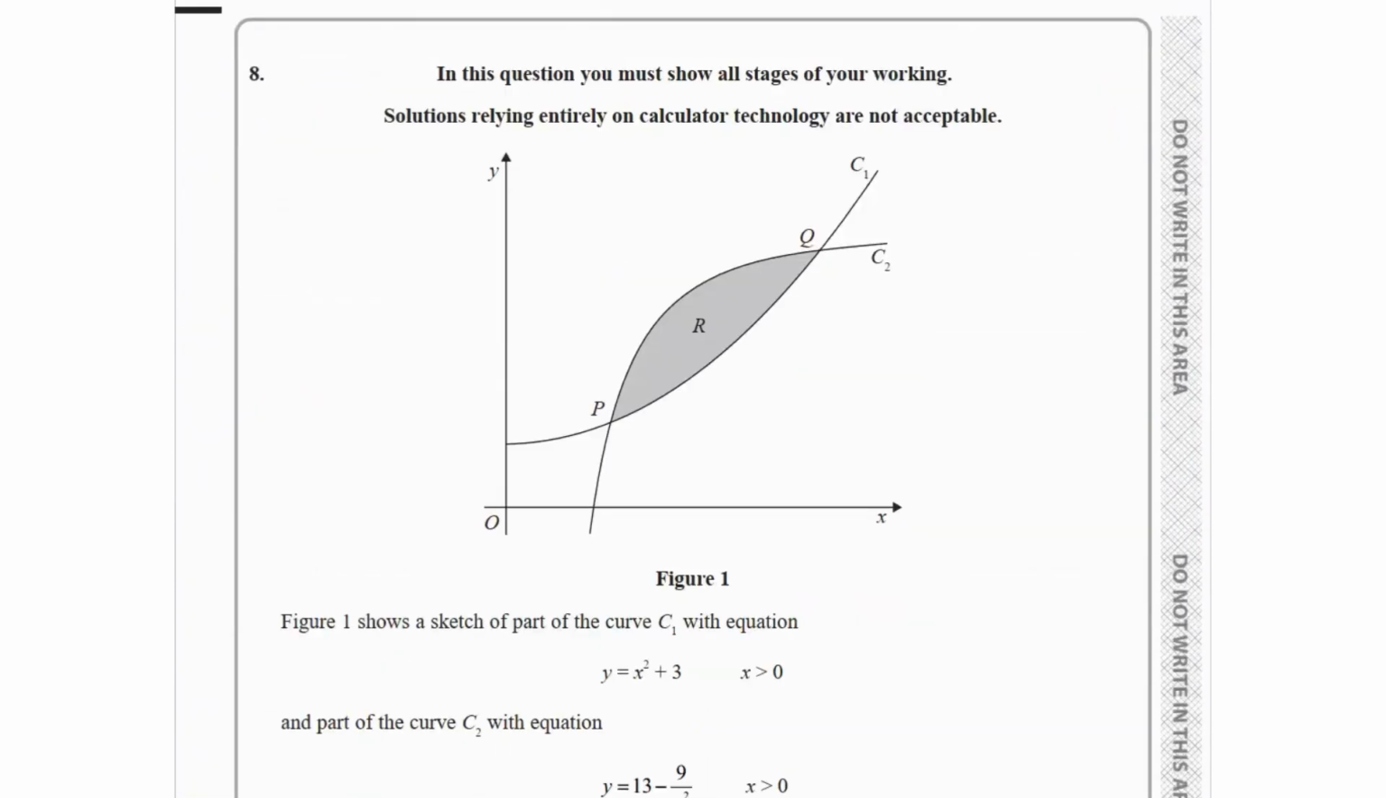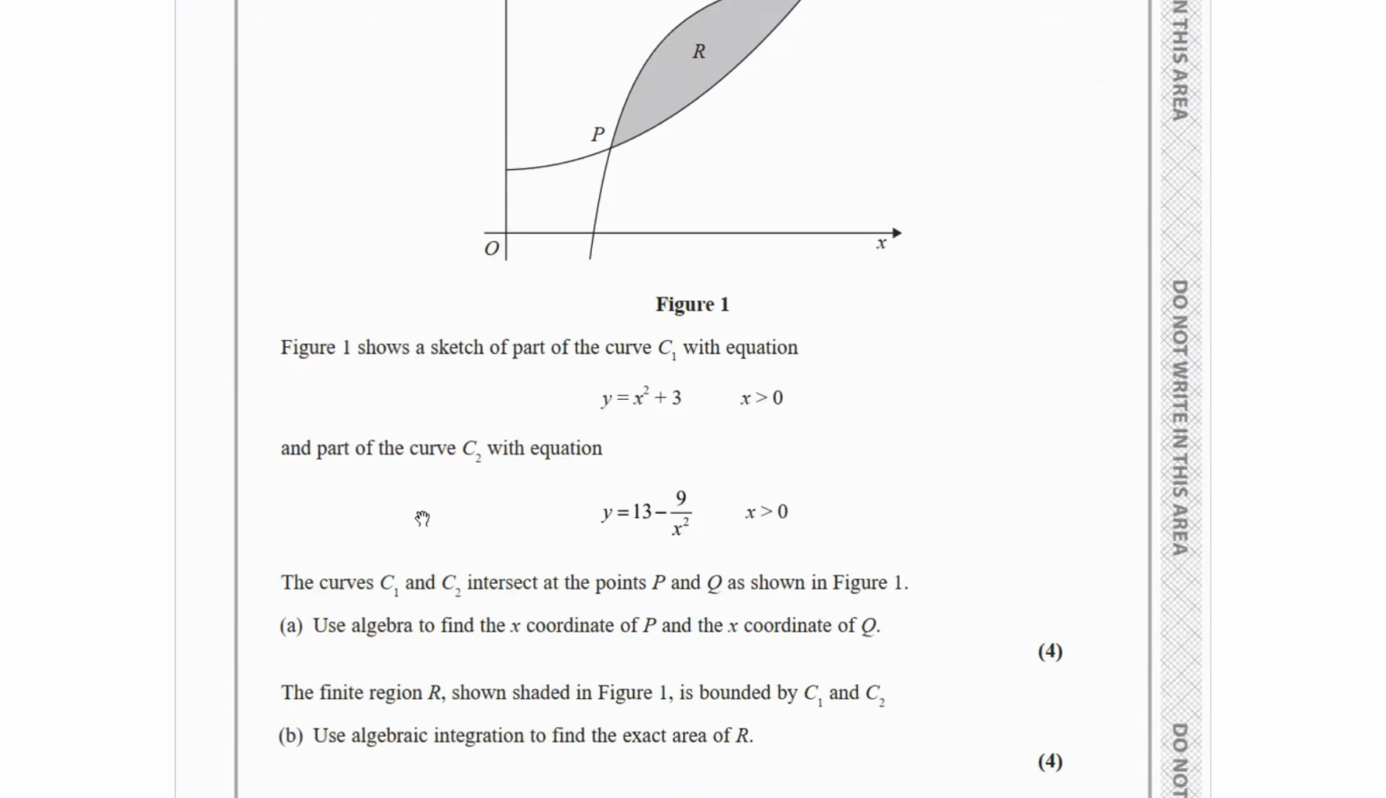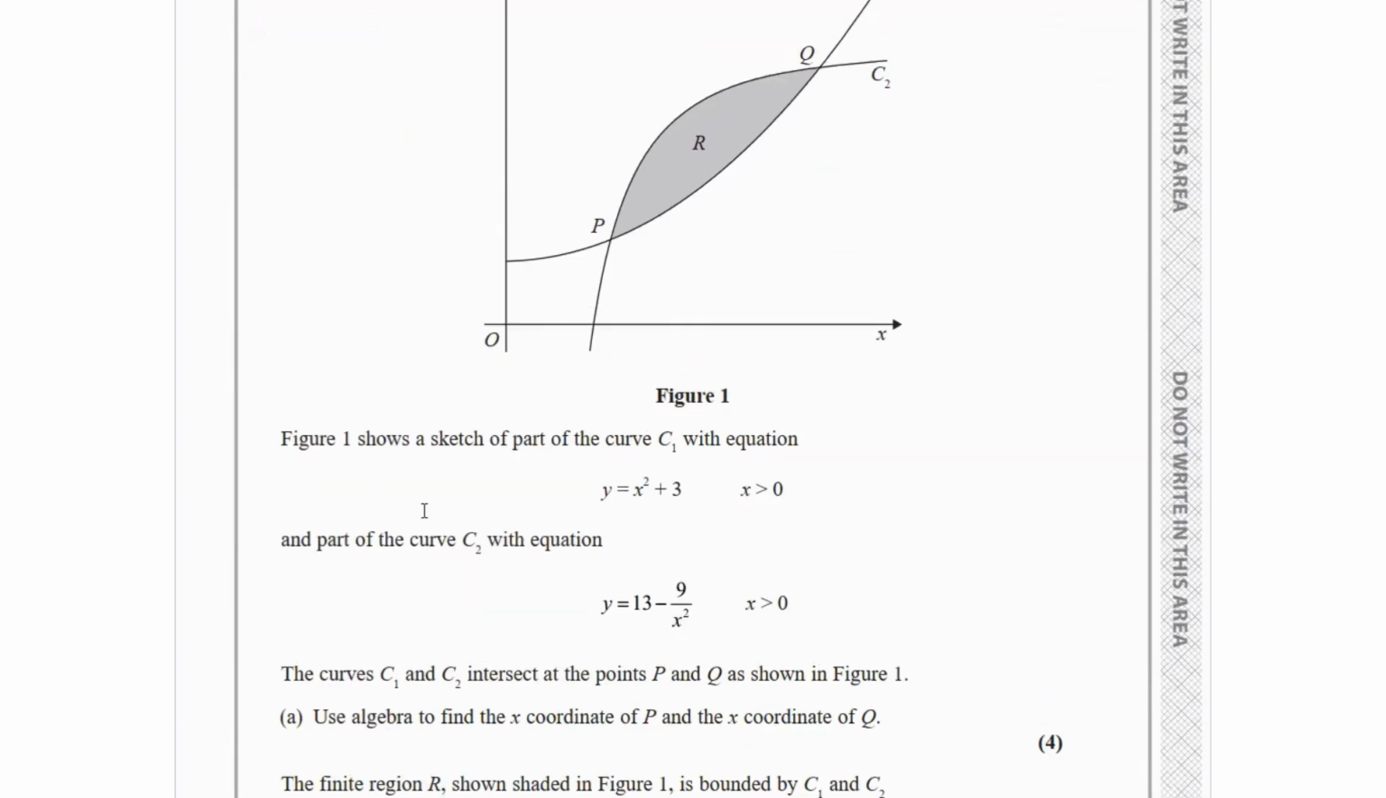Then question 8 says that in this question, you must show all series of working solutions relying entirely on calculator technology are not acceptable. So we have this diagram, this figure 1. It shows a sketch of part of the curve C1 with equation y equals x squared plus 3, where x is greater than 0. Then it says that a part of the curve C2 with equation y equals 13 minus 9 over x squared, where x is greater than 0. The curves C1 and C2 intersect at the points P and Q, which is shown in figure 1.